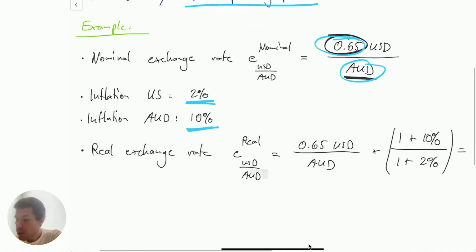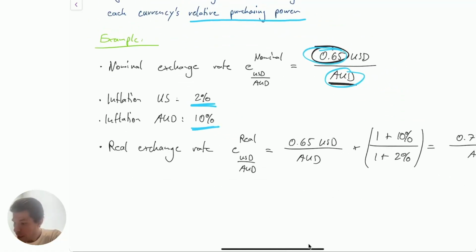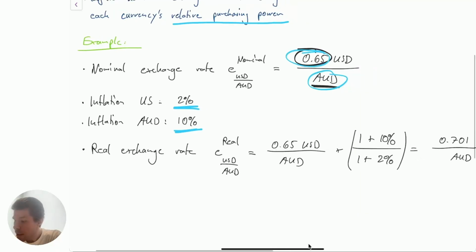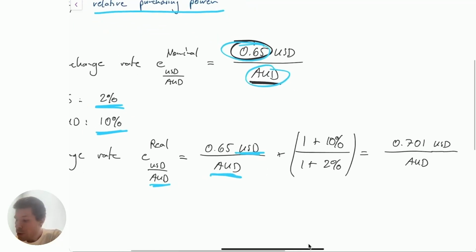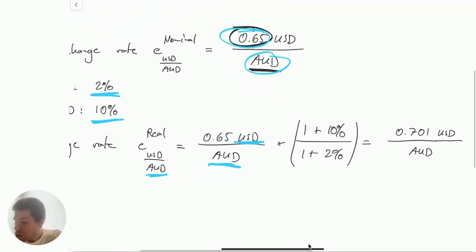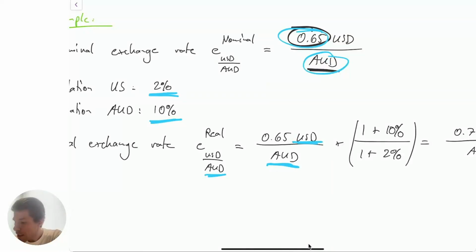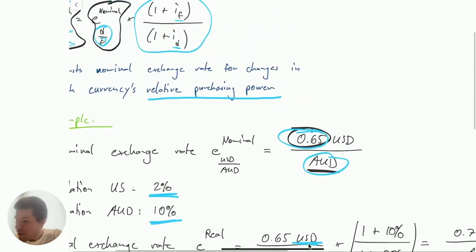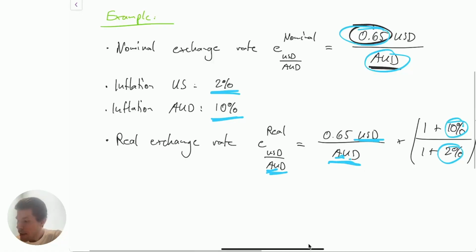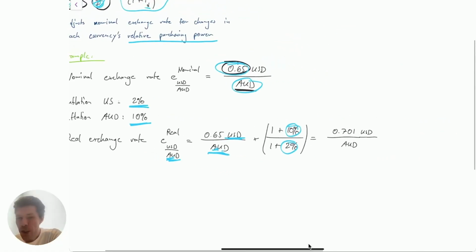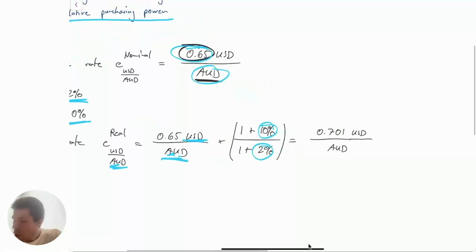So what we do is we use the formula for the real exchange rate, again USD over AUD. Very important, AUD stays here in the denominator, US dollar goes in the numerator. And then for the inflation rates, very important, AUD here is in the denominator, but because of the formula here, F goes on top. So we type in 10% inflation rate here, 2% here. And then what we see, the real exchange rate is different. It is now 0.701 US dollar per AUD.